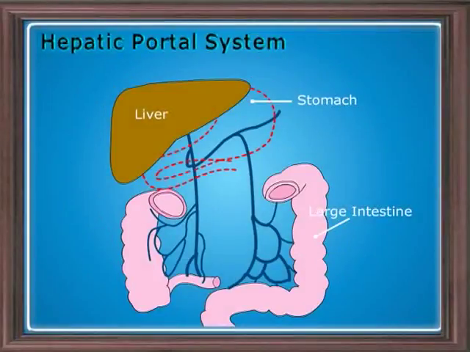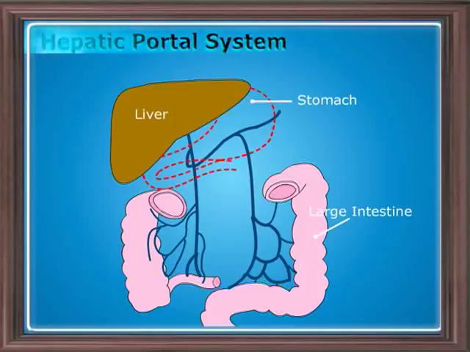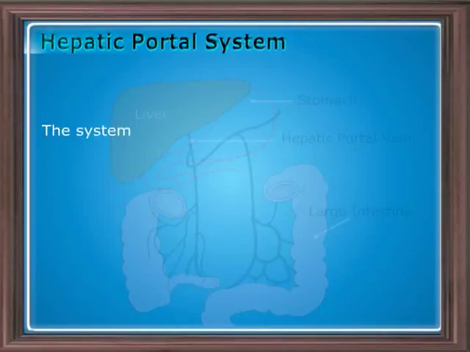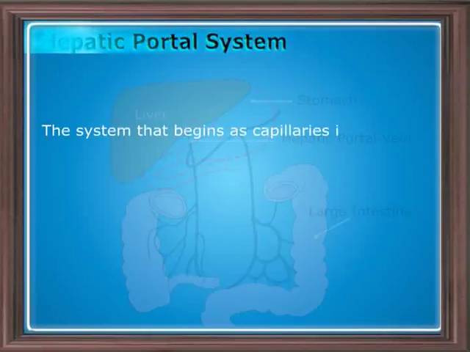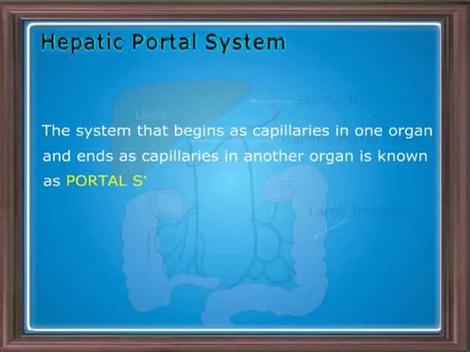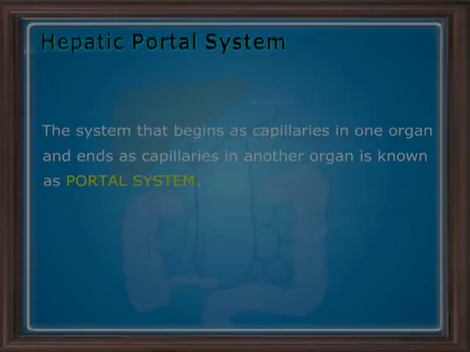In the portal system, the veins from stomach and intestine do not open into inferior vena cava. They unite and enter the liver as hepatic portal vein. The system that begins as capillaries in one organ and ends as capillaries in another organ is known as portal system.